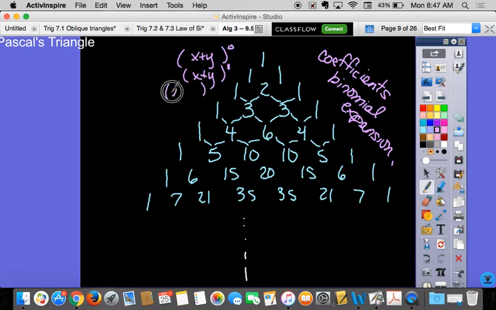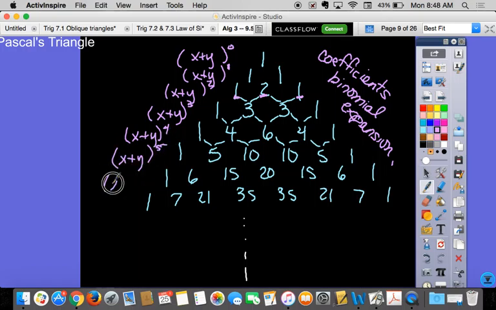Alright, now if I take x plus y and I square it, remember that's square the first, twice the product, square the last. Well, if I square the first, that's x squared, 1x squared. Twice the product is 2xy. And square the last is 1y squared. So you're getting all of these coefficients. The lovely part of it is that these are all a perfect match.